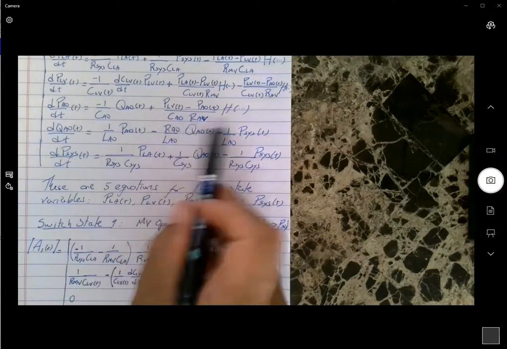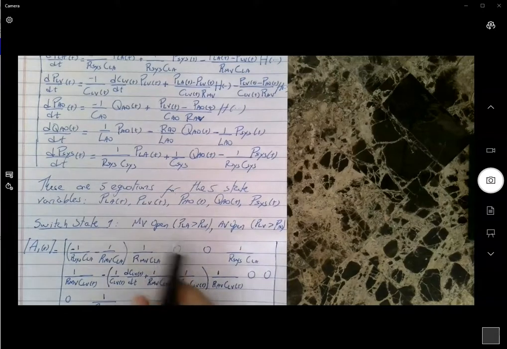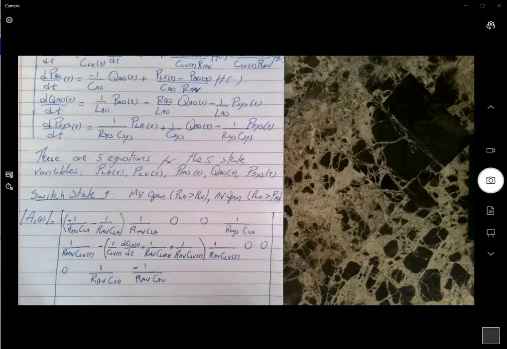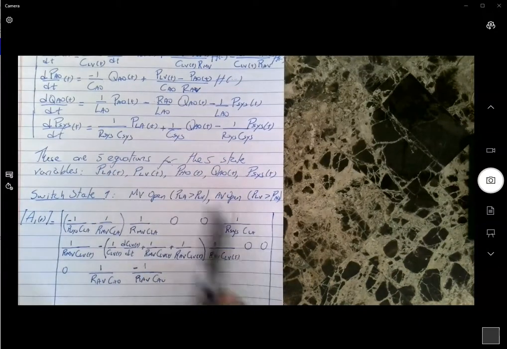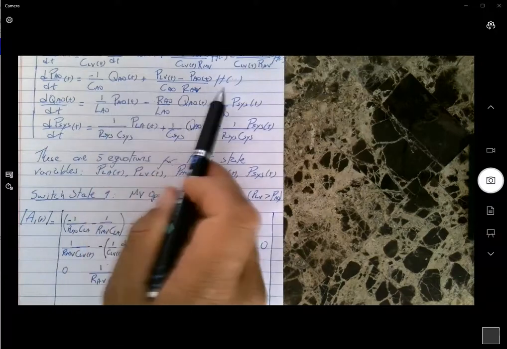PLV is being multiplied by these coefficients because H is equal to 1. So that would be positive 1 over R_AV C_AO. The third state variable, which is PAO, is being multiplied by the negative of the same coefficient here. So it would be minus 1 over R_AV C_AO. What multiplies the fourth state variable, which is QAO, is minus 1 over CAO. So the fourth coefficient is minus 1 over CAO. And the last coefficient is equal to 0 because nothing multiplies the systemic pressure in equation number 3.